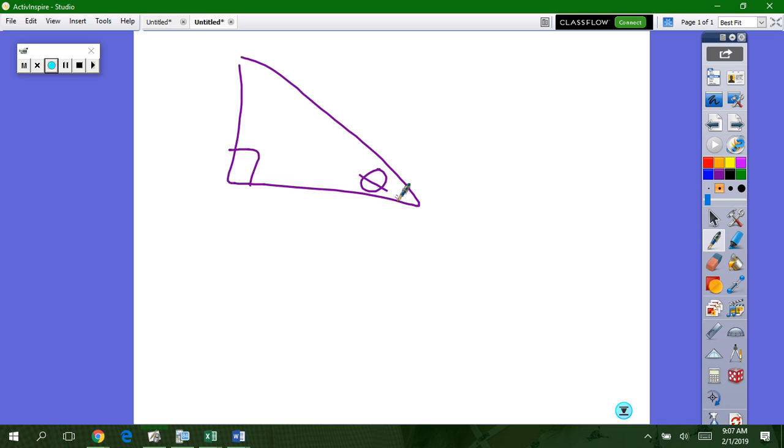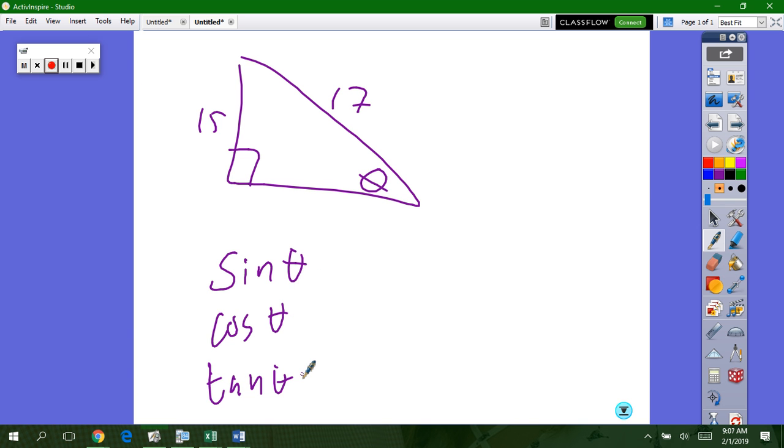Ladies and gentlemen, if I give you this and this, that's all I give you, I want you to find all 6 trig functions. What are our 6 trig functions? Sine of theta, cosine of theta, tangent of theta, cosecant of theta, secant of theta, and cotangent of theta. Right?